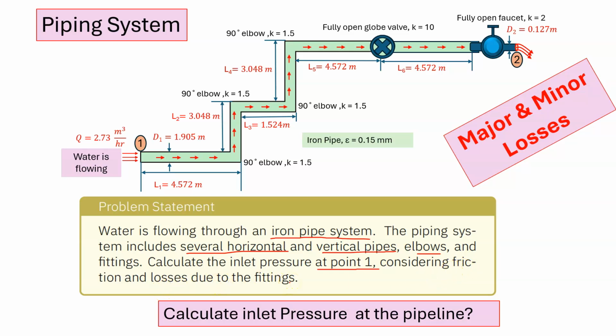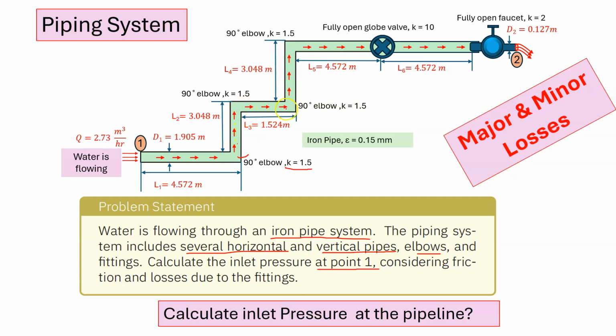Now here we have to calculate the inlet pressure at the pipeline. In this piping section, L1 is one horizontal pipe connected with an elbow. This is a 90-degree elbow, loss coefficient 1.5, and the length of L1 is 4.572 and the diameter of that L1 pipe is 1.905 meter. And then one vertical pipe is connected, again with another elbow. That vertical length is 3.048, diameter is the same.